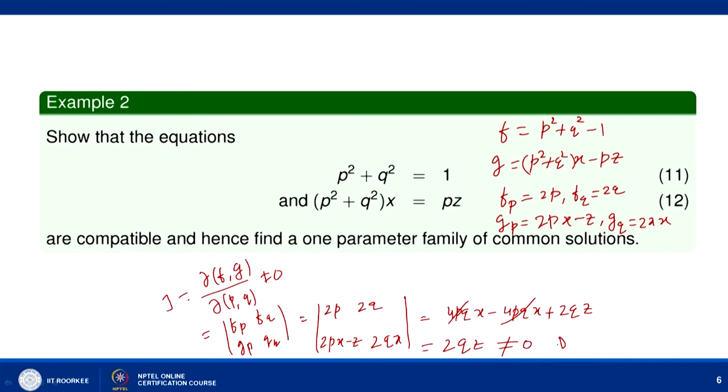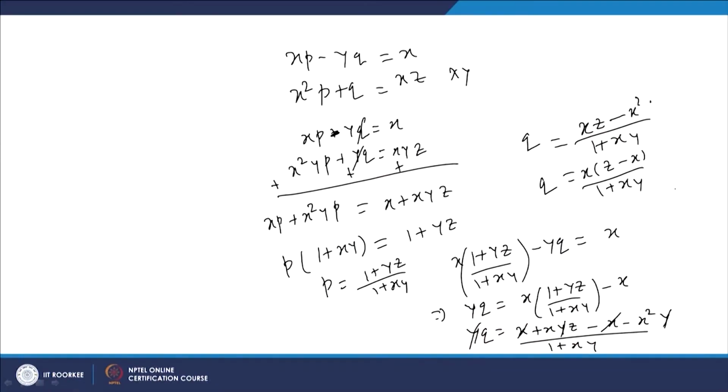So, let us define a domain in a way such that this quantity will remain non-zero. So, we say that in this domain D, the Jacobian is non-zero. So, it means that we can solve equation number 11 and 12 in terms of p and q as a function of x, y and z. So, here let us solve this, let me write it here.